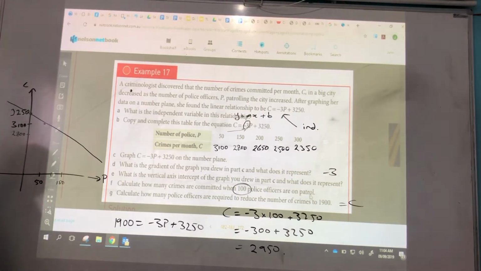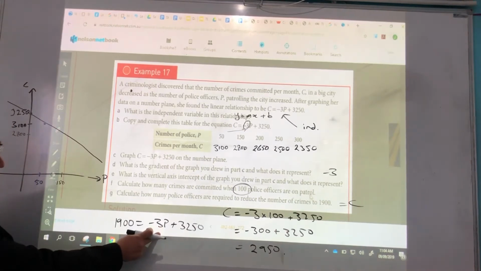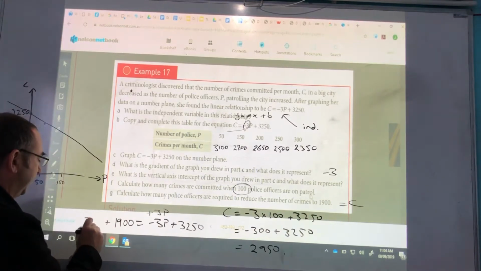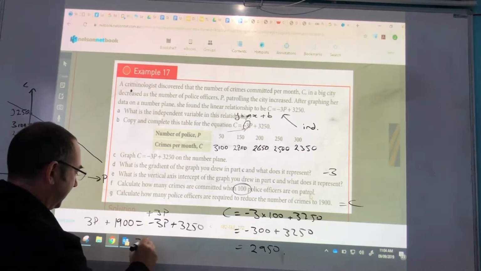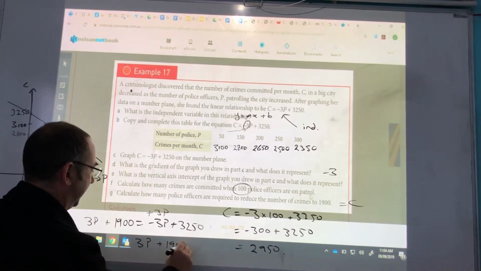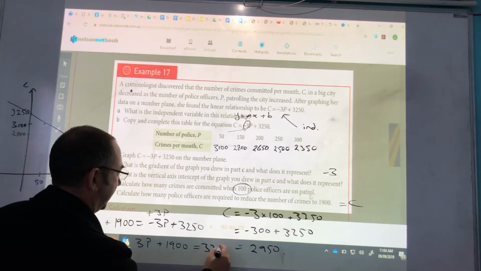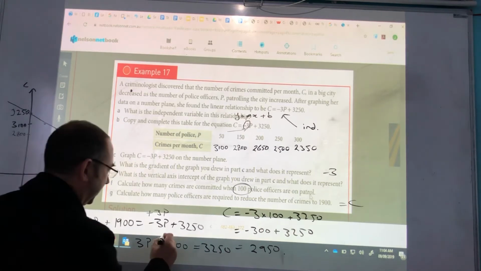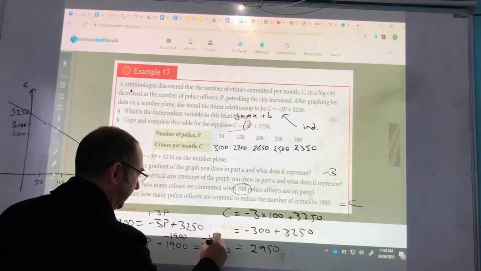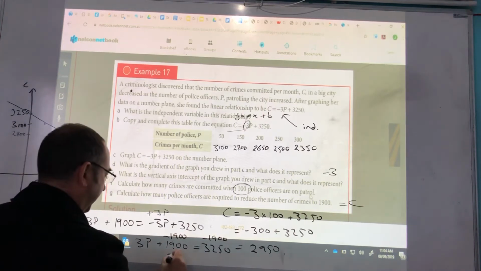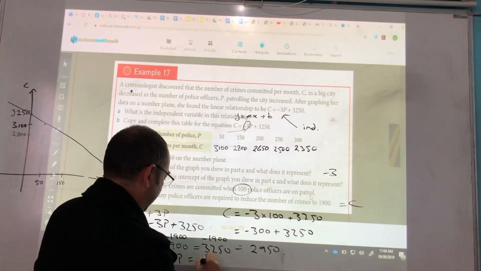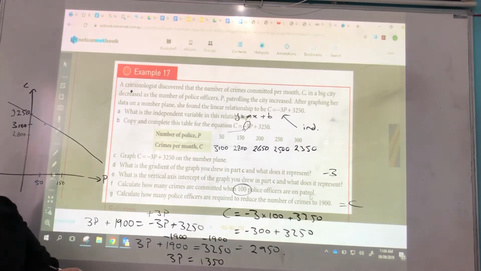I think the first thing I want to do is get the p over here on the left-hand side. I'm going to do that by adding 3p to both sides, and that will give me 3p plus 1,900 equals 3,250. I now need to subtract 1,900 from both sides. Okay, so I get 3p on the left-hand side, and on the right-hand side, I'm going to get 1,350, I think. Yeah. Okay, now I'm going to divide both sides by 3.